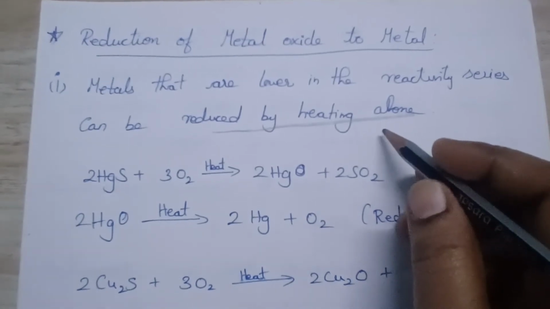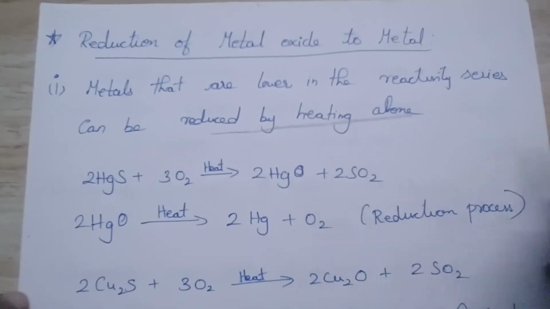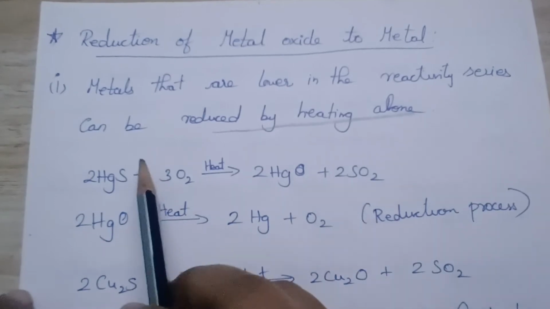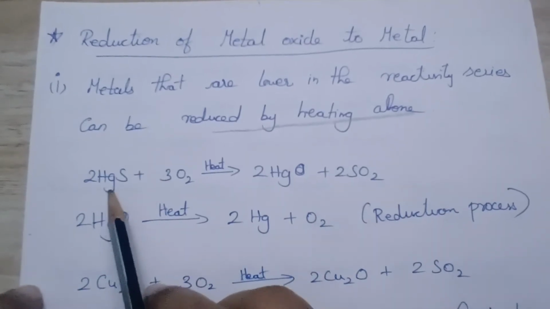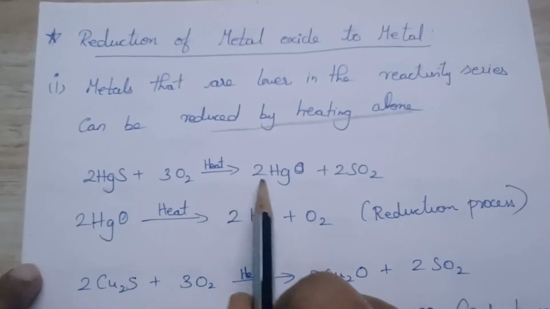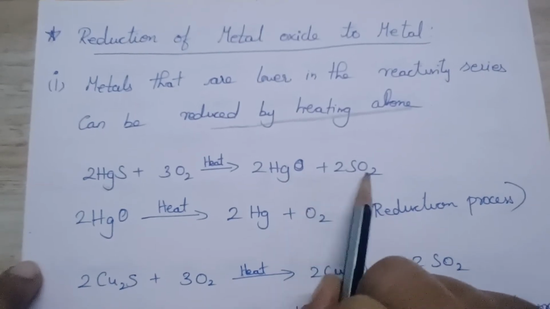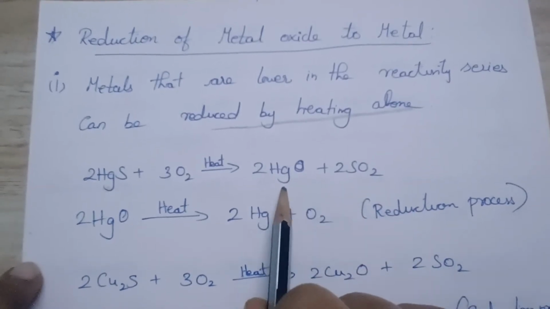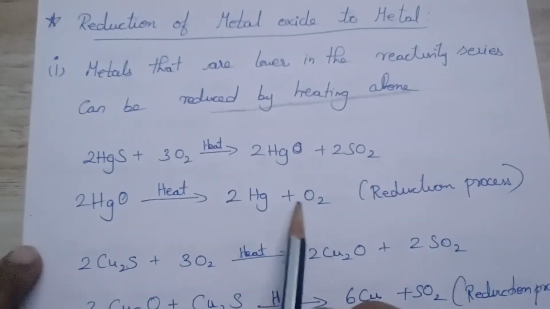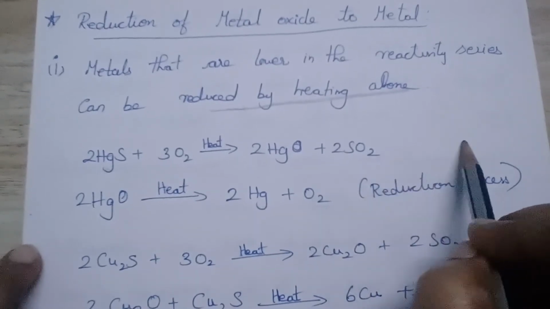On further heating, the metal oxide is reduced to metal. Just now we have seen that mercury sulfide, that is cinnabar, when heated in the presence of oxygen, gives mercury oxide plus SO2 gas. On further heating, this mercury oxide, HgO, gives Hg plus O2. This is your reduction process and this is your roasting process.